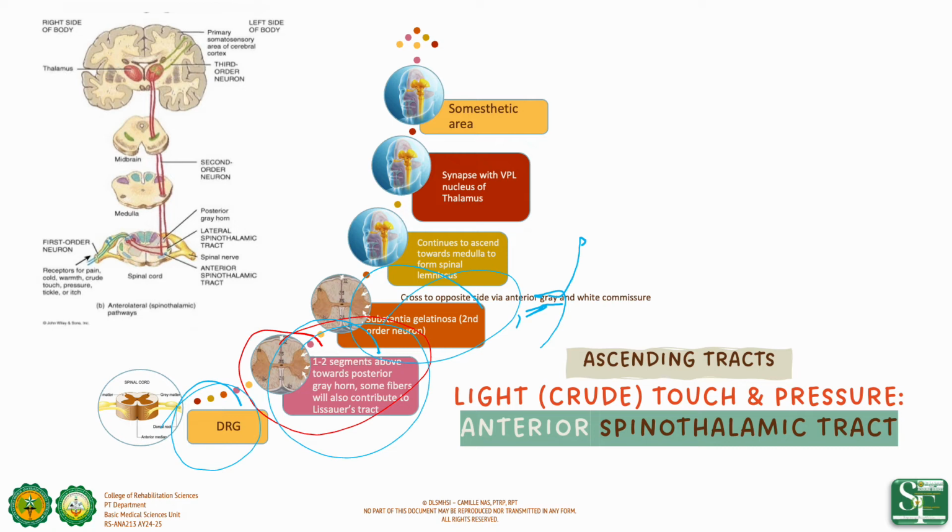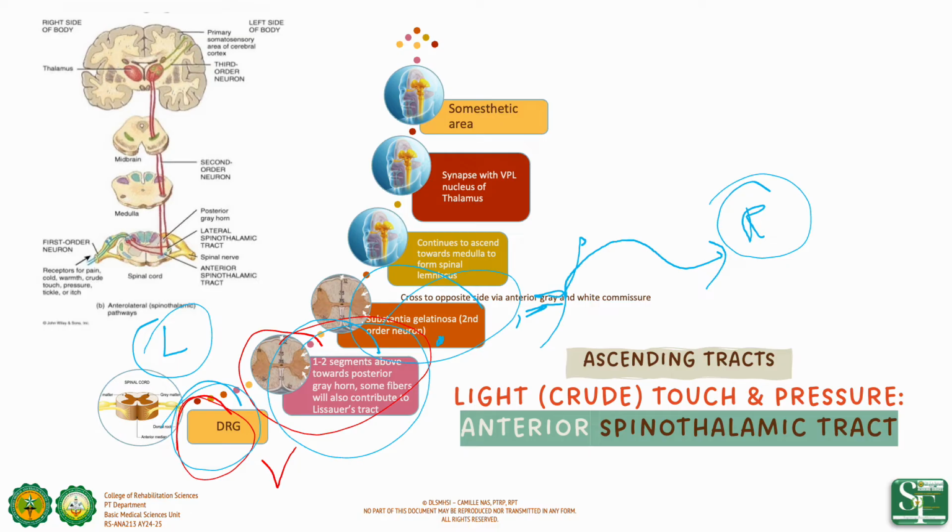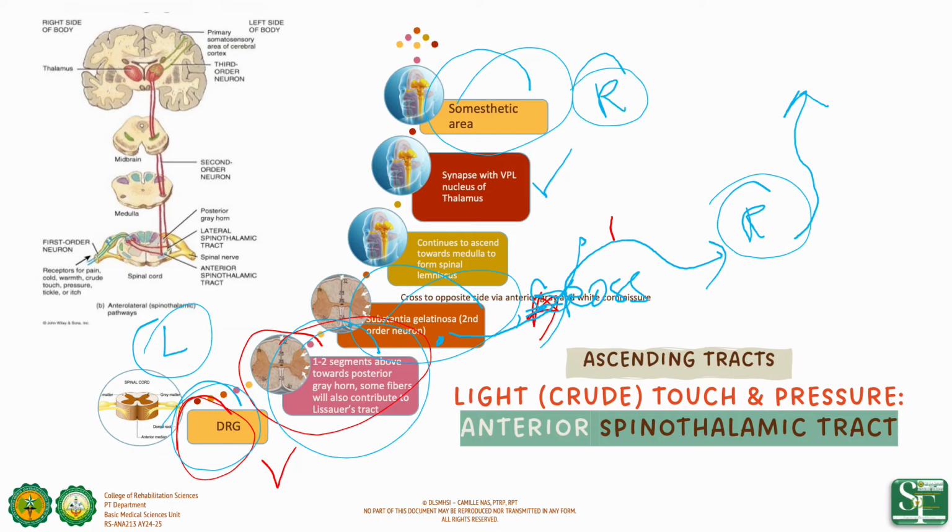And then, pag nag-synapse na siya with the second order neuron, magko-cross to the opposite side. So, kung left side ulit yung start natin, nasa right na siya, no? Pagka-synapse sa second order neuron, magko-cross. Nasa right side na siya, and then aakyat ulit papuntang third order neuron, which is the thalamus. The VPL nucleus of the thalamus, and then on the right side, papunta ng brain. So, this is the right somesthetic area. Alright.